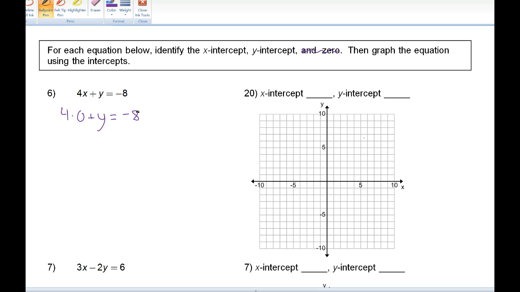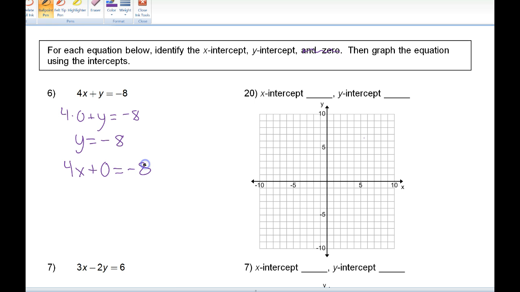Okay, so she's finding the y-intercept first. So 4 times 0 plus y equals -8. So we just get y equals -8. So that's your y-intercept. But write it (0, -8), like that, because it's a point. So you want to remember that that's the coordinate. Those are the coordinates for a particular point.